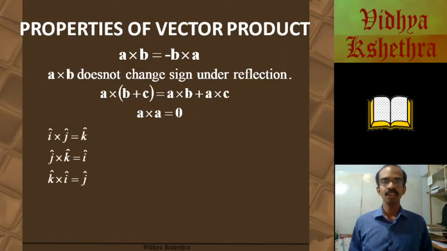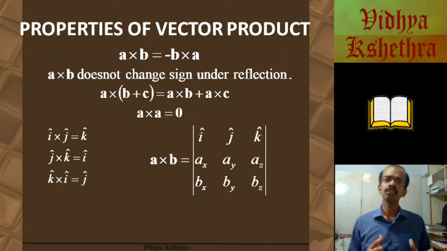Now we can see the vector products of the unit vectors i, j and k. That is, i cross j is equal to k, j cross k is equal to i, and k cross i is equal to j. Similarly, j cross i will be equal to minus k cap, k cross j will be equal to minus i cap, and i cross k will be equal to minus j cap. Now, the vector product of two vectors A cross B is equal to the determinant of i, j, k, ax, ay, az, bx, by, bz, where ax, ay, az are the components along the x, y, and z axis for vector A, and bx, by, bz are the components along the x, y, z axis for the vector B.